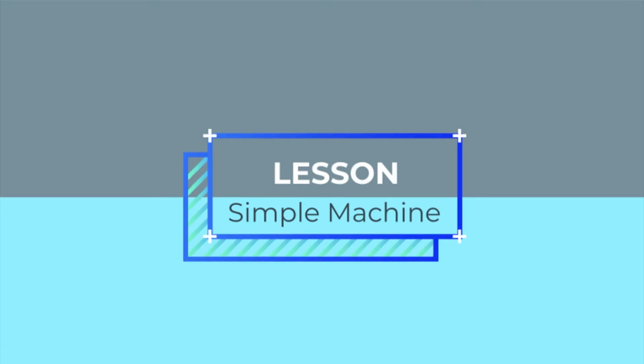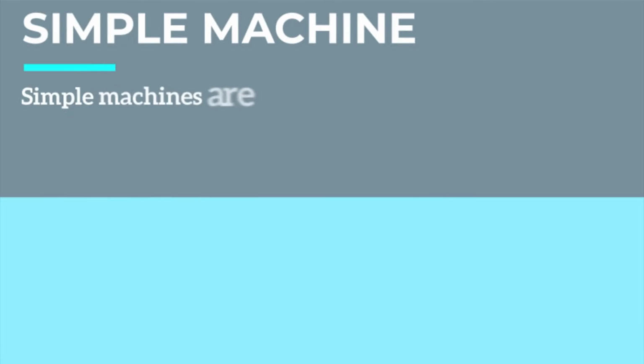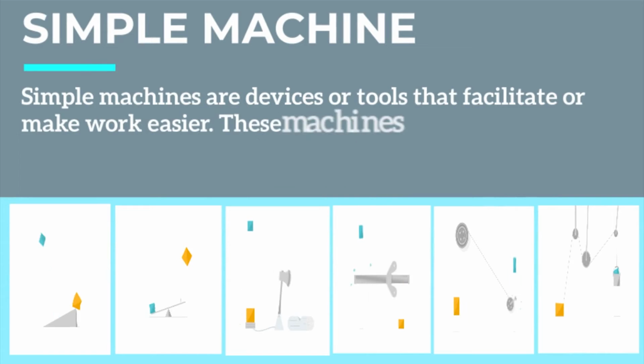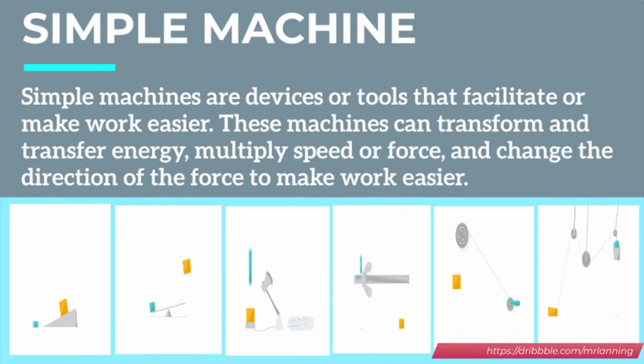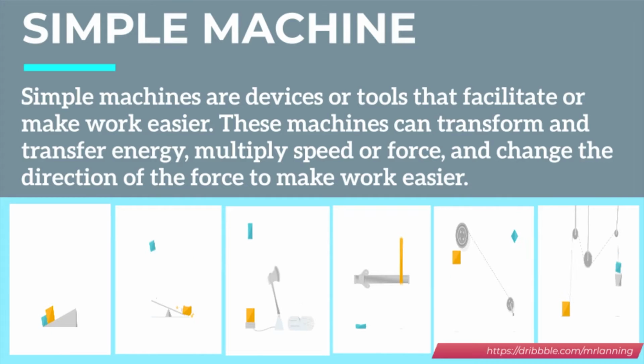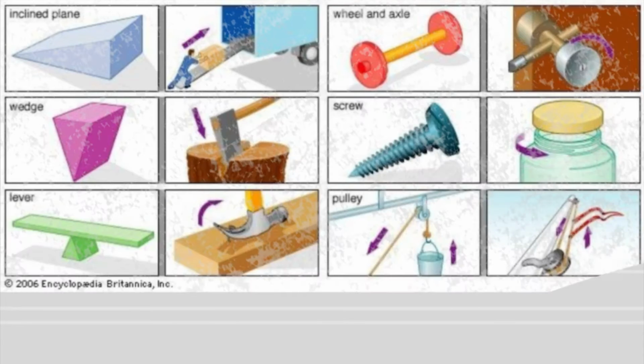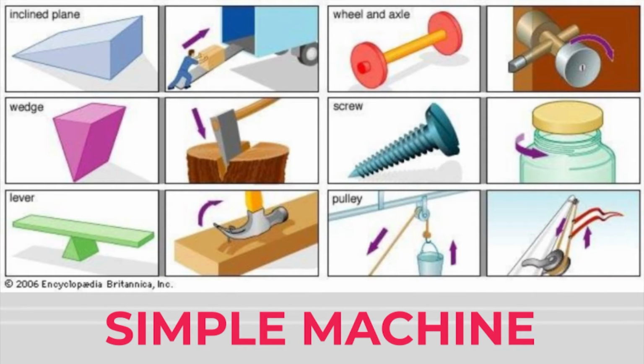Simple machines. Simple machines are devices or tools that facilitate or make work easier. These machines can transform and transfer energy, multiply a speed or a force, and change the direction of the force to make work easier. The following are the kinds of simple machines: inclined plane, lever, wedge, screw, pulley, and wheel and axle.